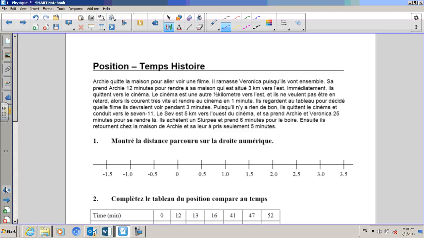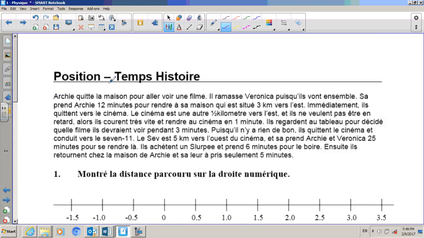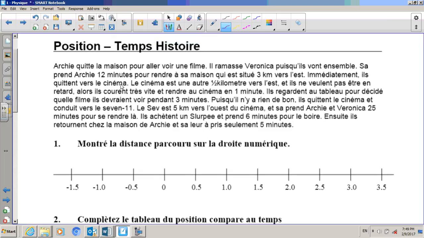Un dernier exemple. All right. Celle-ci est plus complexe, mais c'est pas trop difficile. Vous verrez dans une minute. Alors, voici l'histoire. On va tout la lire ensemble au complet. Ensuite, on va la décomposer en parties.